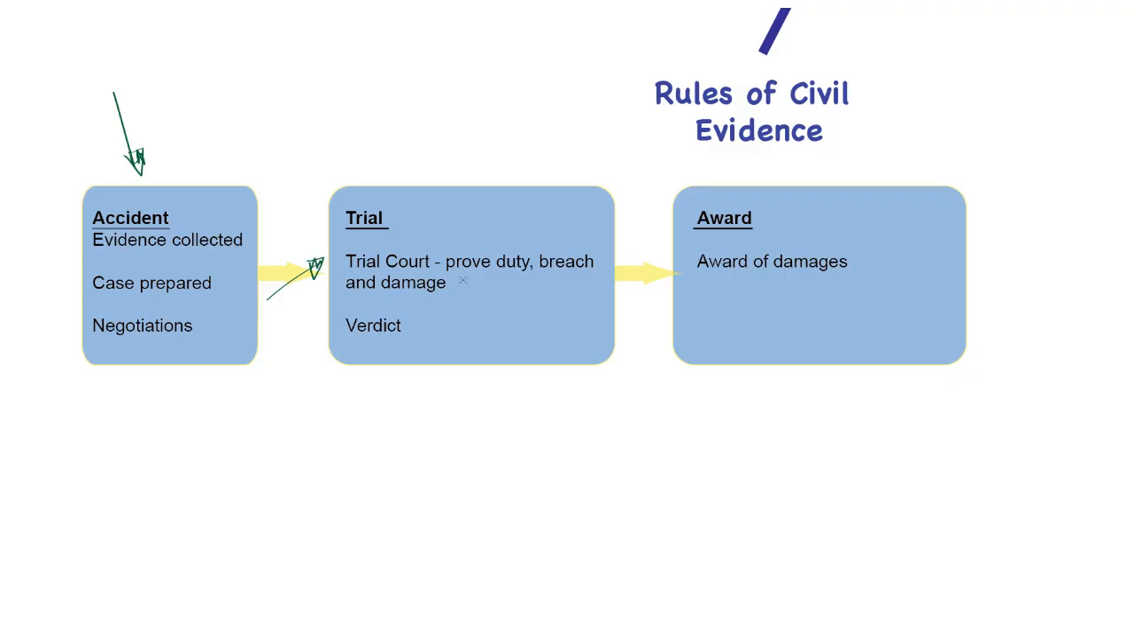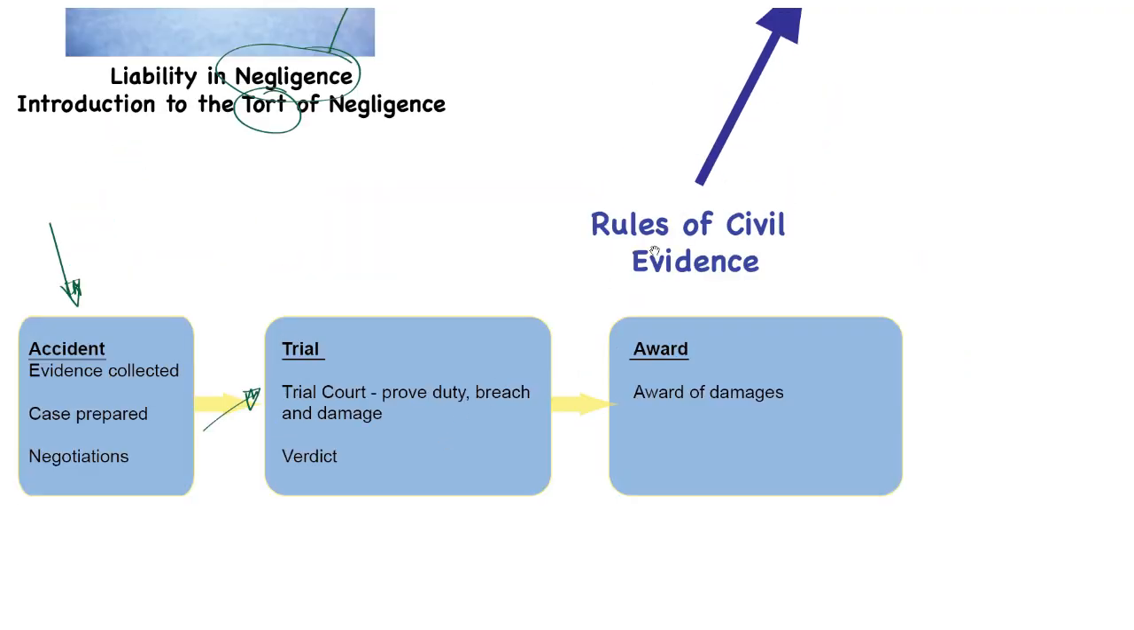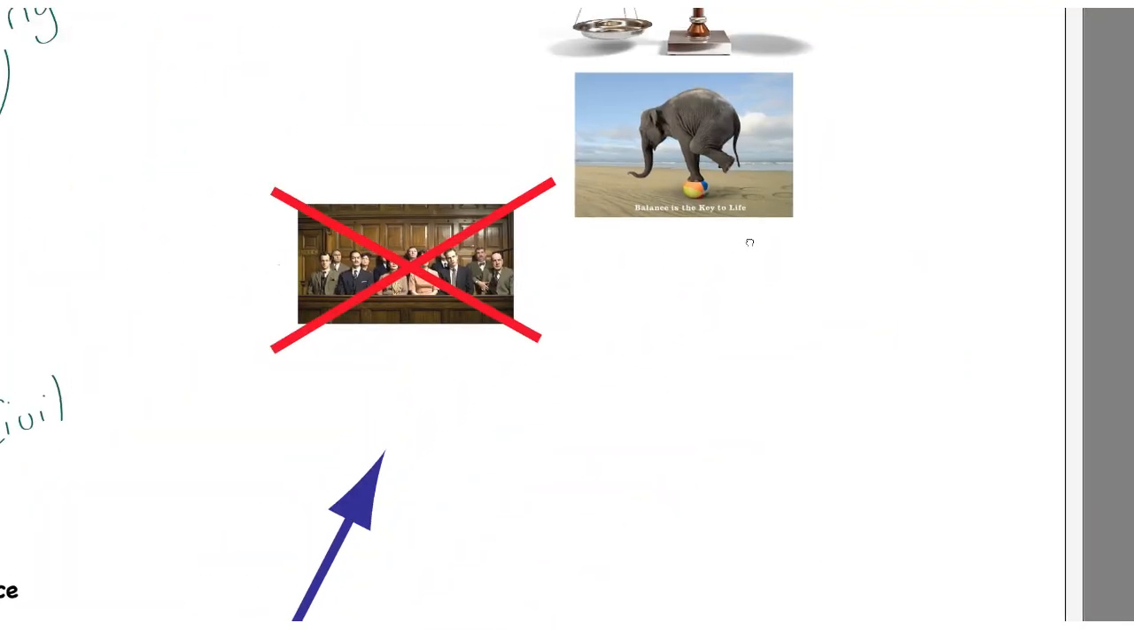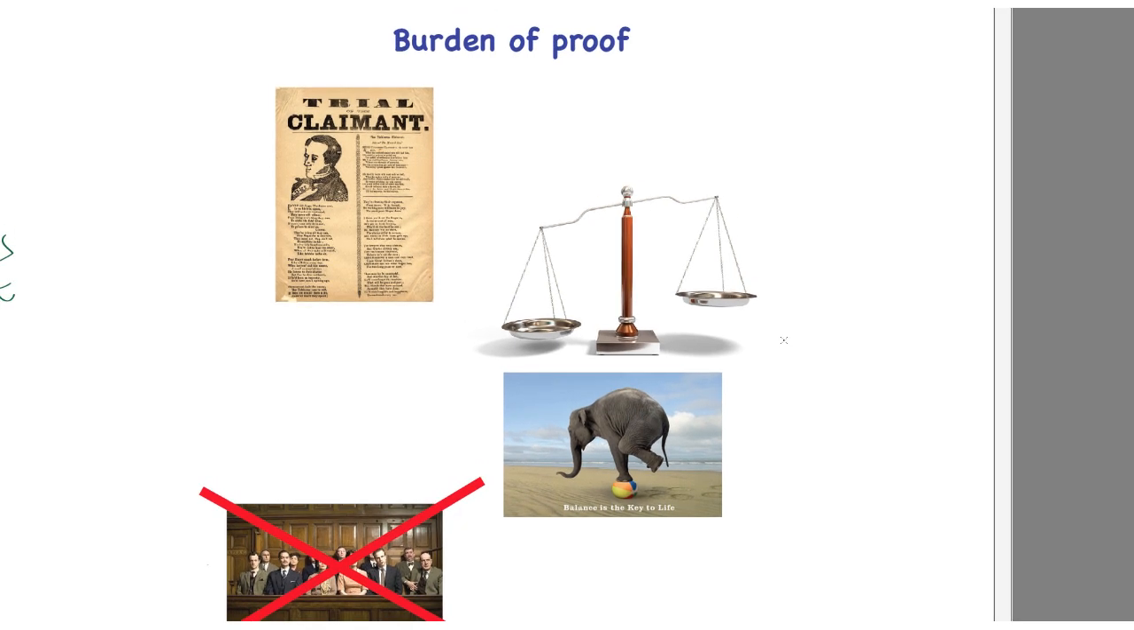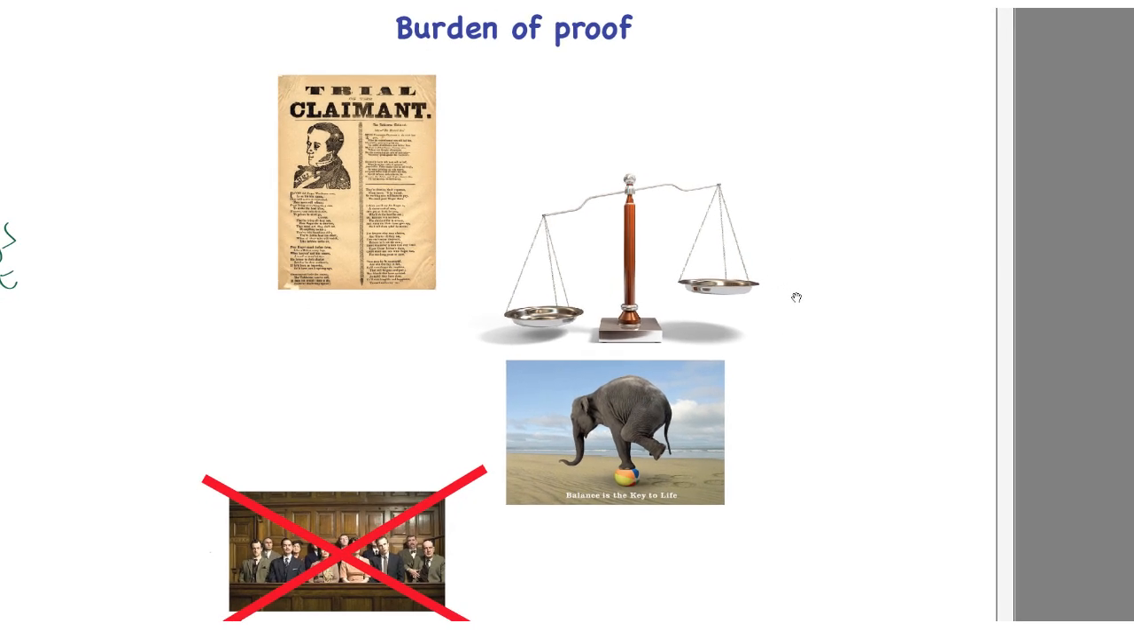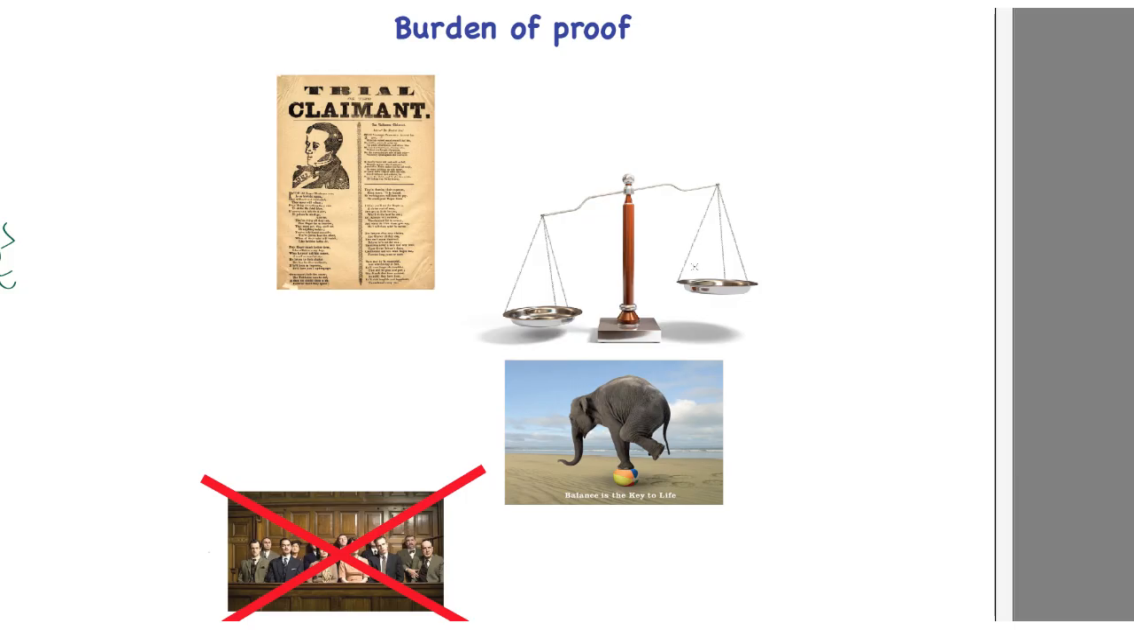And we go to our trial court to prove that there was a duty of care, a breach of that duty, and that there was damage, i.e. there was causation. And then the court will give its verdict. Once it's given its verdict, it will then award damages. So, in that sense, we need to look at some clear rules of civil evidence. And the only thing I'm going to talk about really at the moment is this notion of the burden of proof. Who has the obligation to show the required degree of certainty?